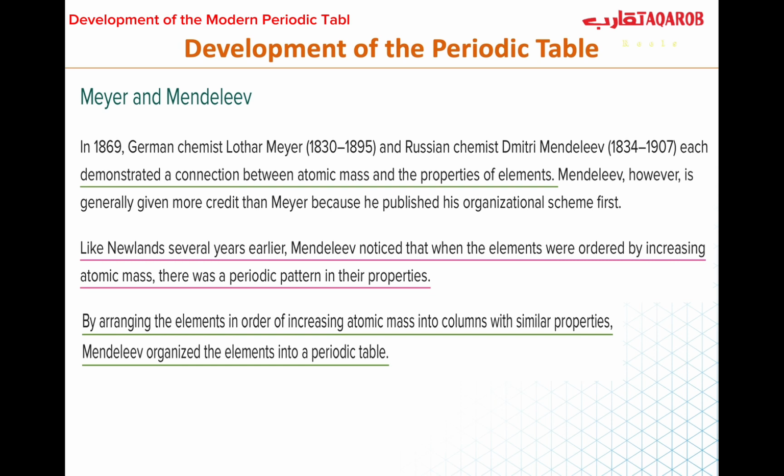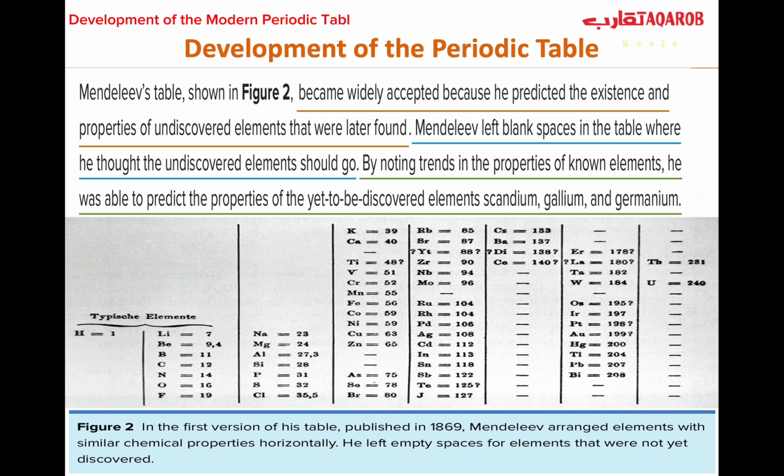By arranging the elements in order of increasing atomic mass into columns with similar properties, Mendeleev organized the elements into a periodic table. So the first one who organized the elements into a periodic table is Mendeleev. He arranged the elements in order of what? Of increasing atomic mass. This is the Mendeleev table shown in figure 2. His table became widely accepted because he predicted the existence and properties of undiscovered elements that were later found.